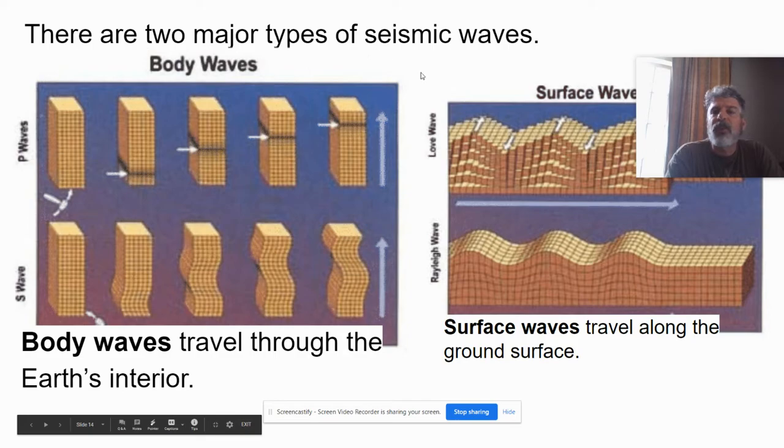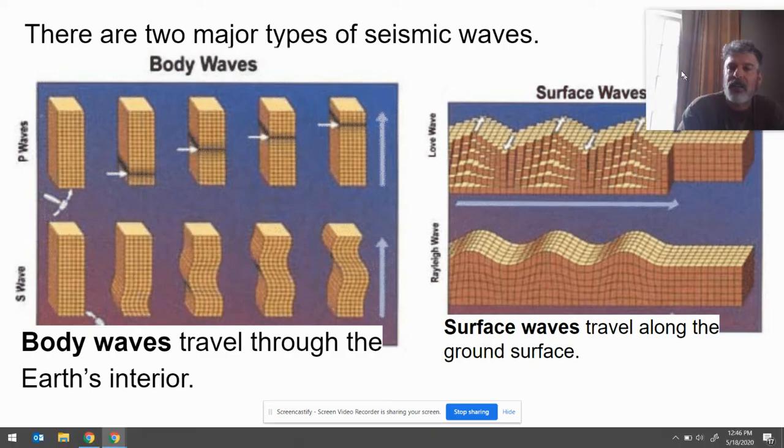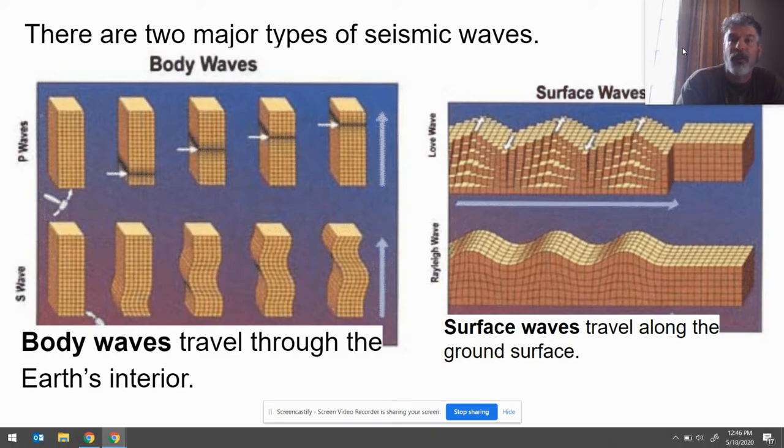Okay, so there's two different types of seismic waves. Typically, we already talked about there's three different waves, but two of them are called body waves. And they're body waves because they travel through the Earth itself, through the Earth's interior. Surface waves, on the other hand, travel on Earth's surface, as it would imply. Now, it turns out the surface waves, since we live on the surface, are the ones that cause most of the damage during an earthquake.